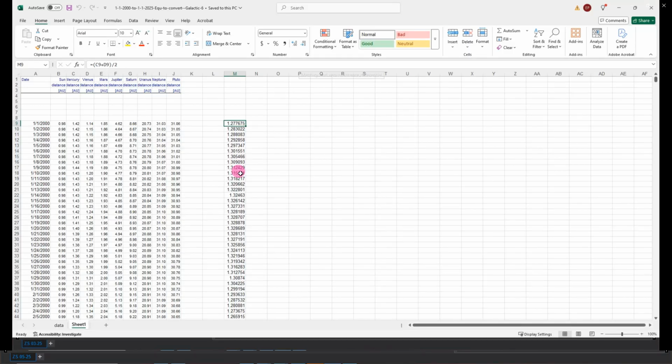So what we're doing, we're actually using the distance of each planet to the sun, but we're adding those together and dividing by 2 to get the average between the two planets, and then we're looking at the minimum and maximum distance as we go through time to see what those differentials are.